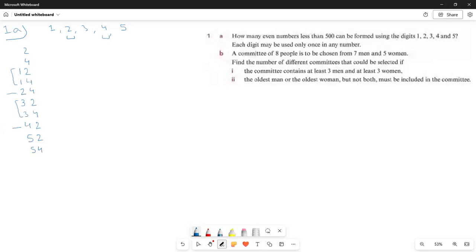So how many is there? 1, 2, 3, 4, 5, 6, 7, 8, 9, 10. These are total 10 numbers up till now. Okay, now let's move down to 3-digit numbers. So the smallest 3-digit number here would be 1, 2, 4. Using these digits, the smallest even number I can write is 1, 2, 4 without repeating.